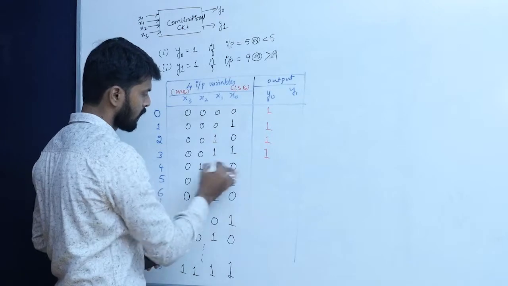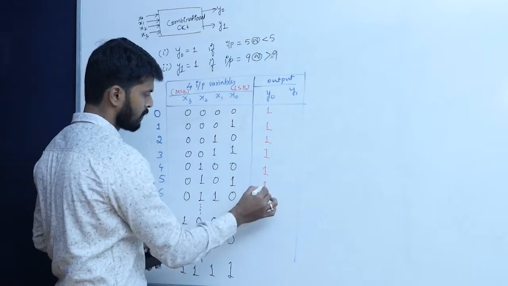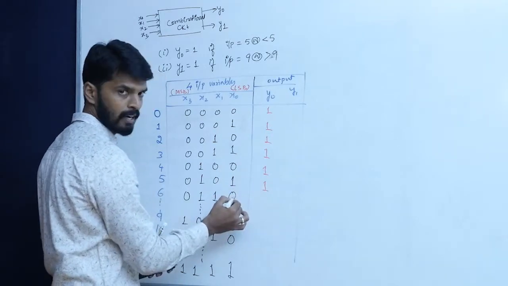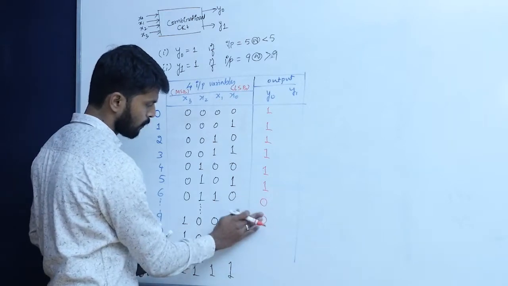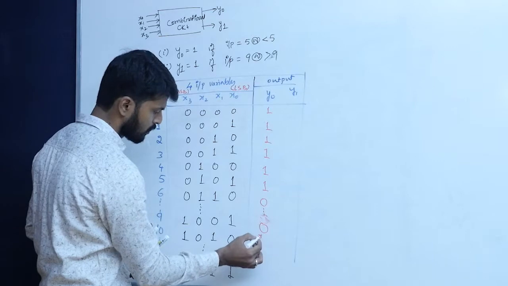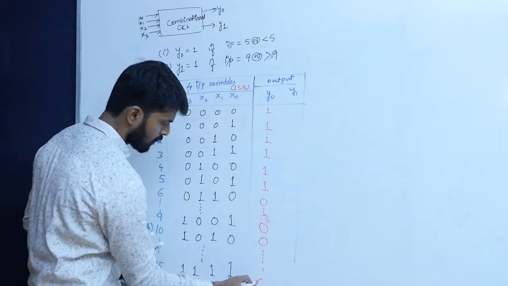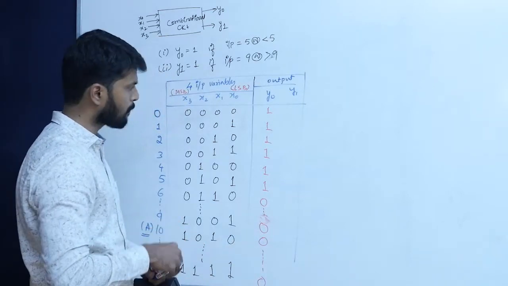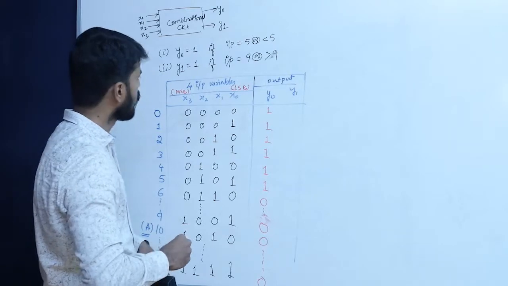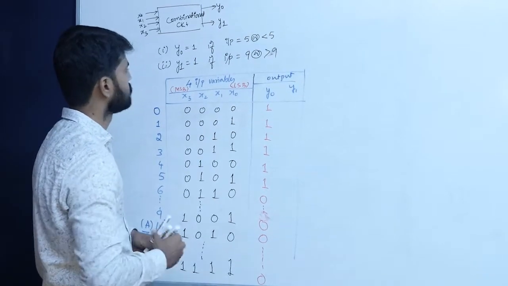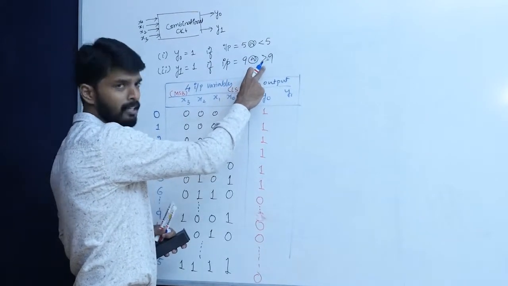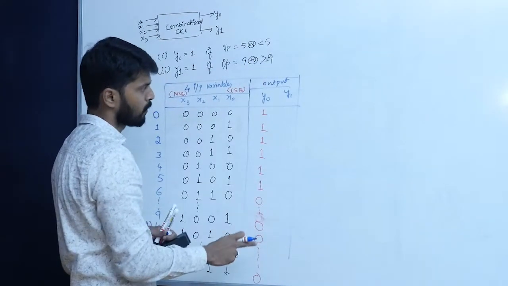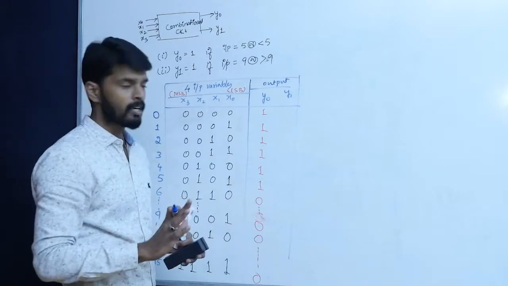This is also less than 5, less than 5, less than 5, but this is not less than 5, and this is more than 5, so I will represent these as 0, 0. From here onwards till the end, it is 0. Now, if I talk about y1, what y1 says is that if the input is equal to 9 or greater than 9, I need to represent it by 1. In the rest of the cases, I need to put 0.